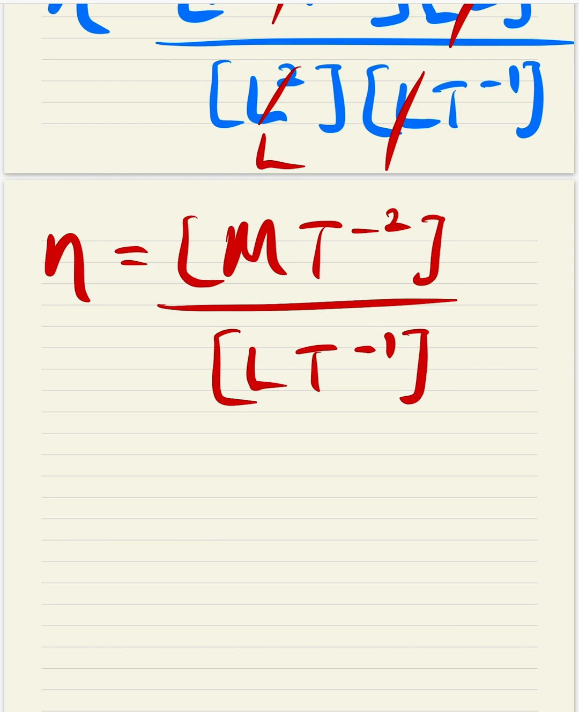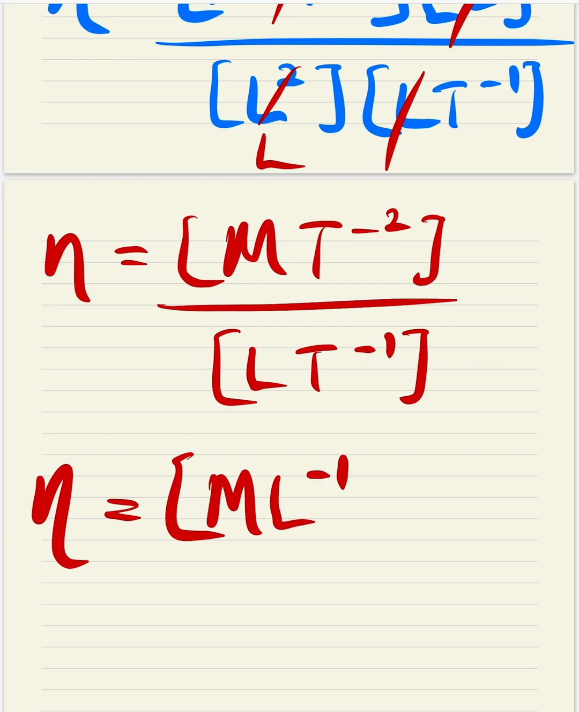The whole idea is that you should just pull this together. So as a matter of fact, if you take that up, eta is going to give us, you can start with M, right? You can just start with M. L goes up, it becomes L minus 1. Then you can join these together.